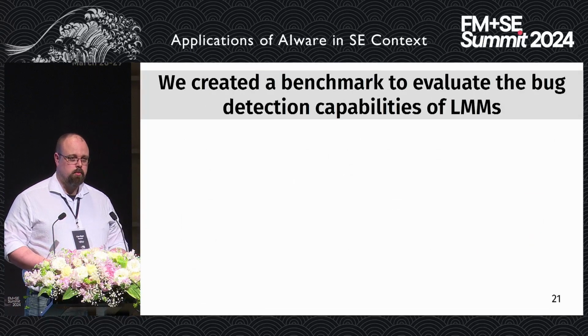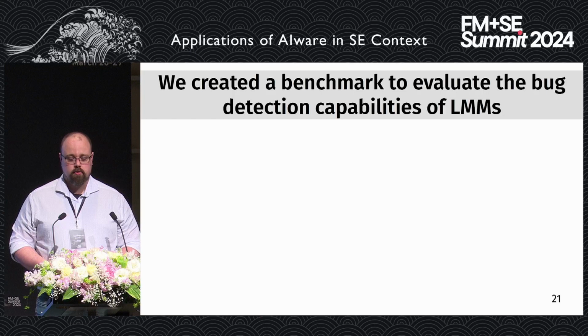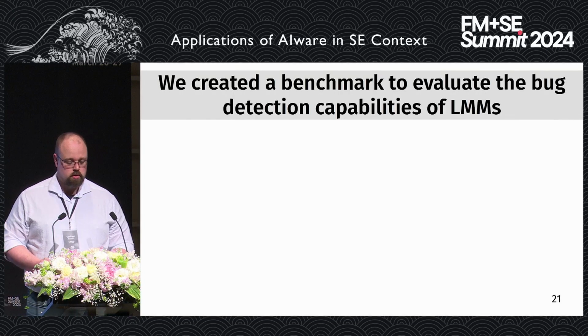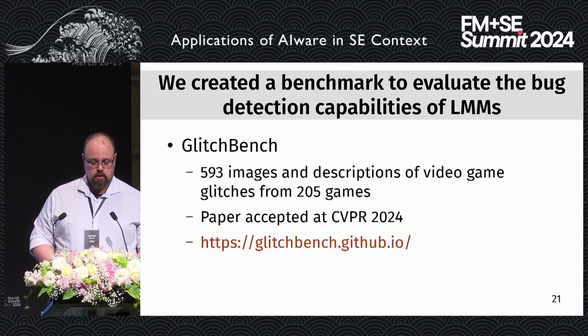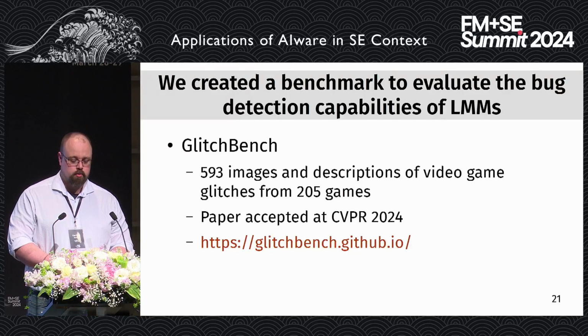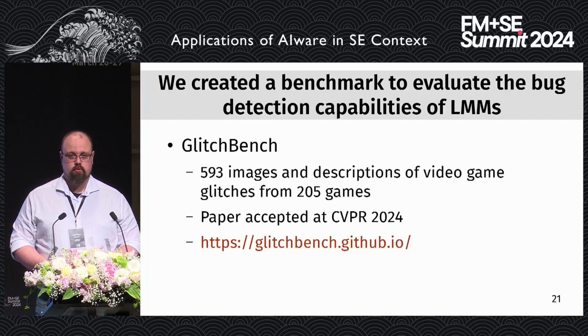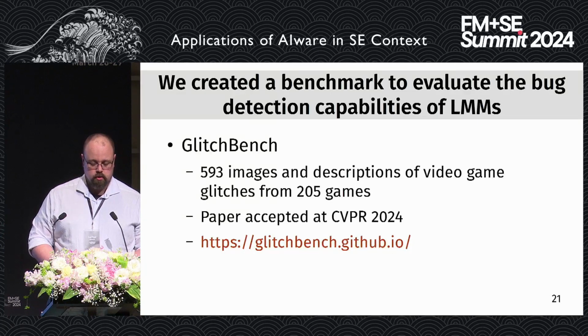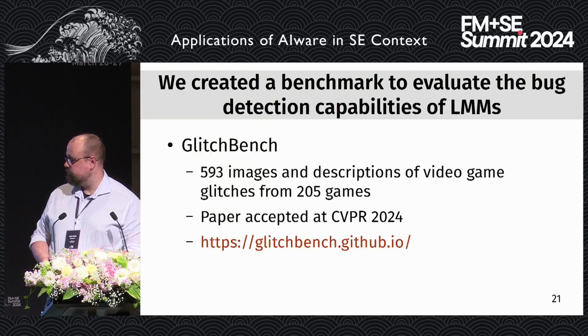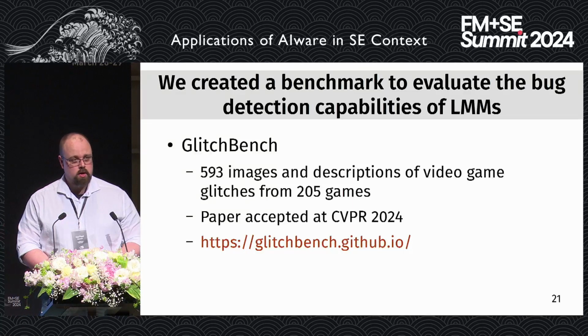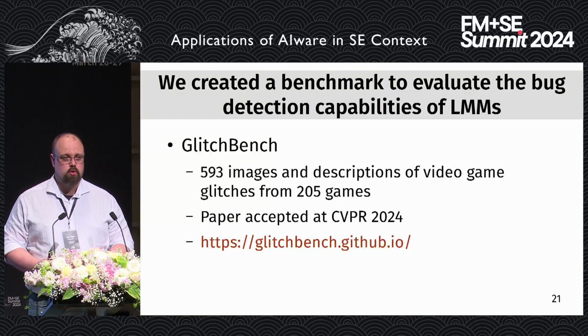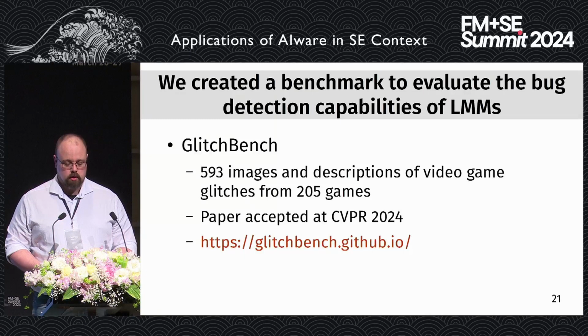So we wanted to know more about how well foundation models can do this already for us. So we created a benchmark to evaluate the bug detection capabilities of LLMs, so large multimodal models. And we call this GlitchBench. So GlitchBench consists of 593 images and descriptions of video game glitches from 205 games. Okay, so the paper got accepted a few weeks ago at CVPR 2024. So it's already on the website if you want to read the preprint. Have a look at the website if you want to access the data as well. This is really interesting data to work with because there's no benchmark that's anything like this, okay?